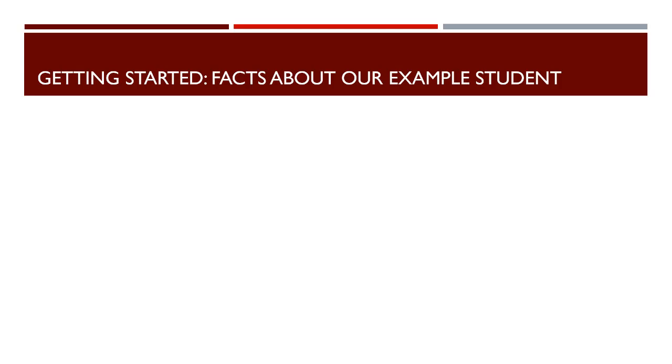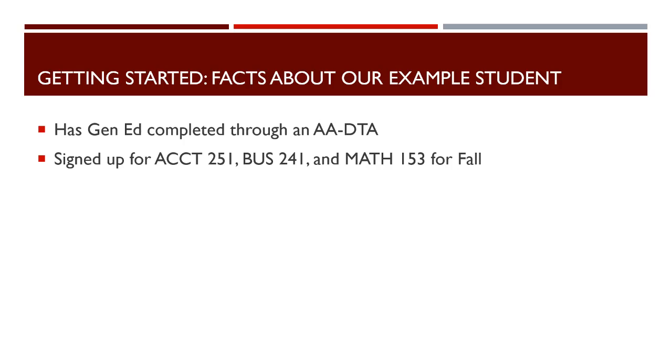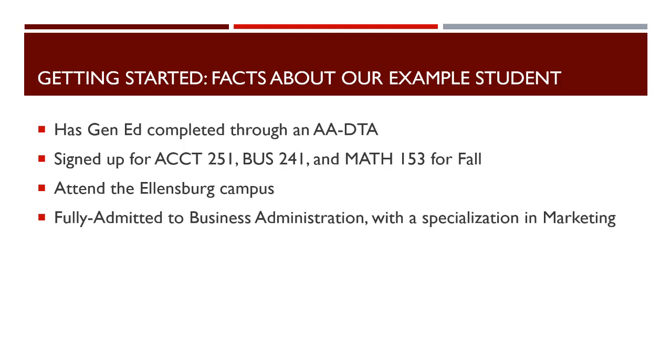For this video, we will use the following example. Our student has an Associates of Arts direct transfer degree, which means their general education is complete. They are taking Accounting 251, Business 241, and Math 153 during fall. They attend at the Ellensburg campus. They are fully admitted to the Business Administration major with a specialization in marketing.